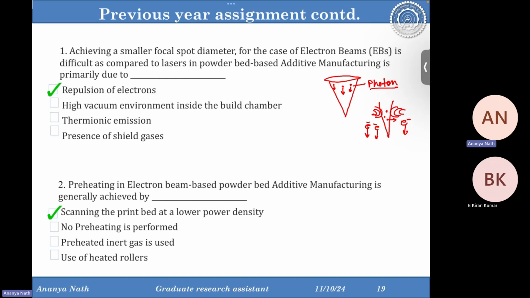Preheating in electron based powder bed additive manufacturing is generally achieved by scanning the print bed with a lower power density electron beam. So for each layer, in case of electron beam melting, the electron beam will come with a very much lesser power density. It will scan the whole build platform, kind of a very loose sintering, so that heat dissipation ability increases, heat conductivity increases, and also build plate preheating is done so that the residual stress will be lesser in this case, and you'll get a better part. Also, the support structure is not needed. So these are the advantages of electron beam melting over laser based powder bed fusion.